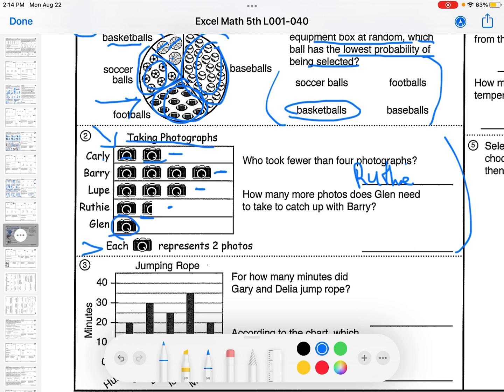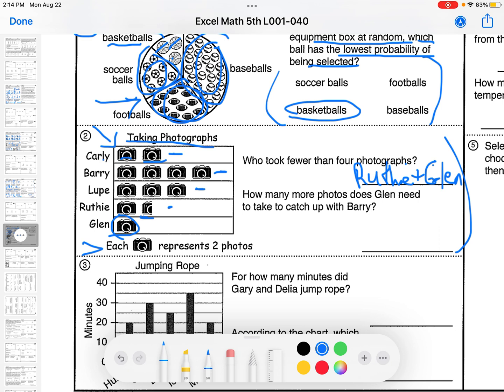And Glenn took 2 because he's only got 1 picture of a camera. So you had to write both of their names on here, Ruthie and Glenn. If you didn't write both of them, then you didn't look at all the different choices. Pause the video and erase and fix your answer or add 1 in.